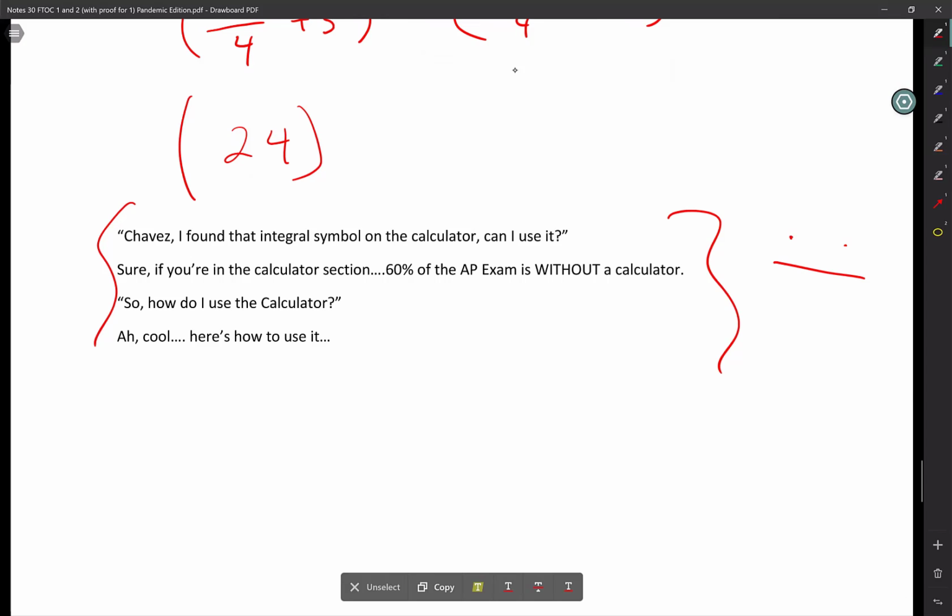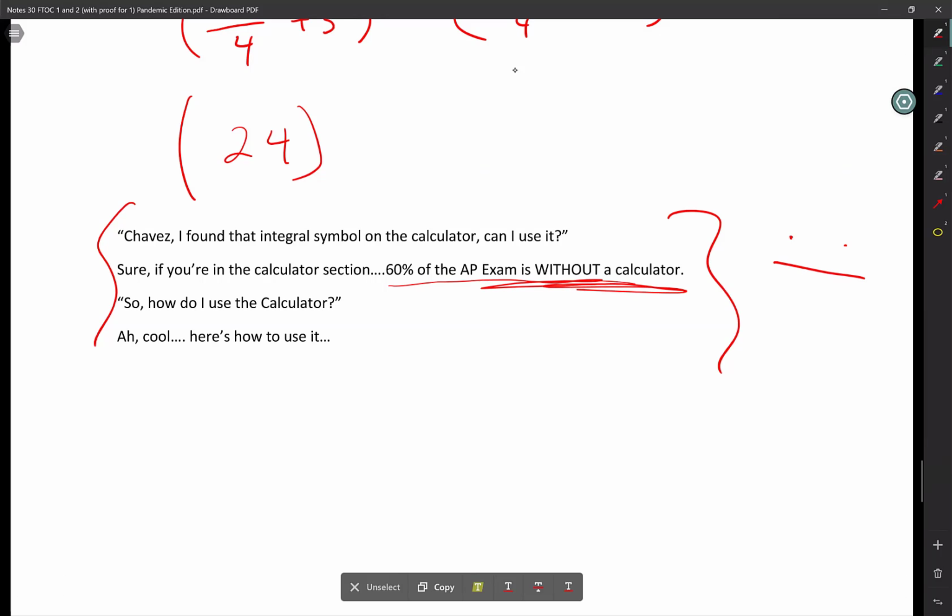If you're using your calculator all the time, 60% of the AP exam is without a calculator. So try to get in the habit of doing everything first without a calculator. Which questions are the ones where you can use the calculator? If it's something that is really hard to integrate, something you've never covered, and you don't know how to integrate that, that is when we use a calculator. If not, do it without a calculator first.